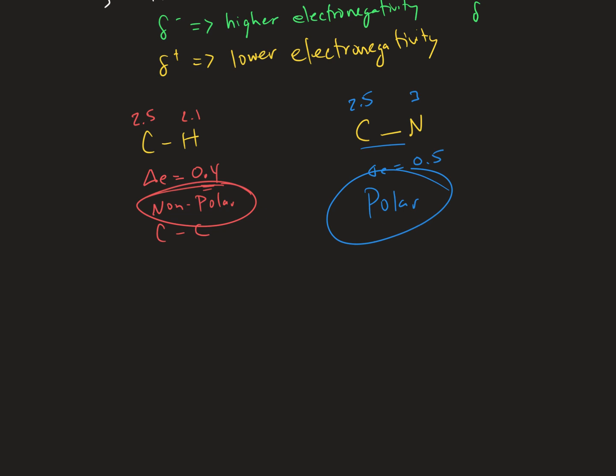Good? If it is polar, what do we got to do? Determine which side is partial positive, which side is partial negative. I like to start with the partial negative. Which one is partial negative? Carbon or nitrogen? Nitrogen is partial negative because it's more electronegative. You with me? Partial positive. So if I draw a dipole, it's going to go this way, meaning the electrons are going to go toward the nitrogen. You with me?